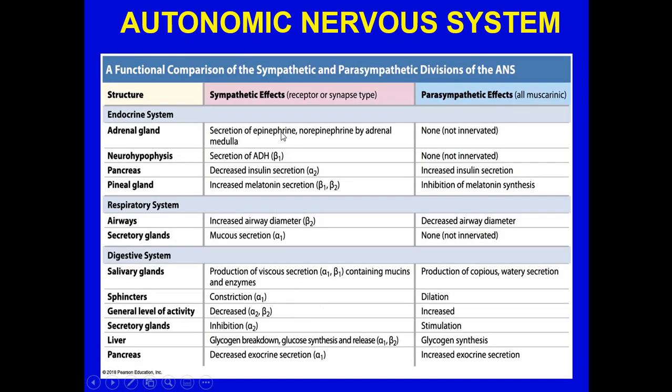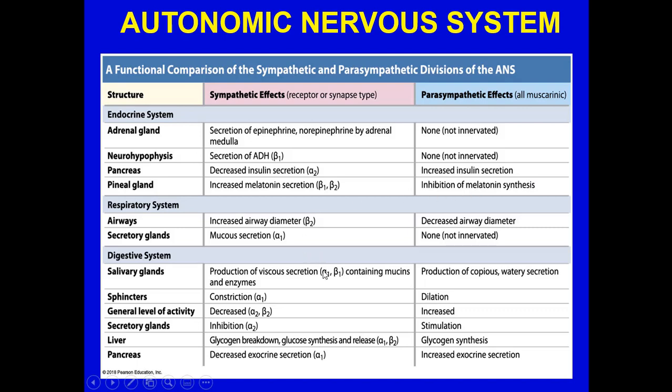Let's take a look over here. Adrenal gland, sympathetic effects, secretion of epinephrine, norepinephrine. Parasympathetic, nope. Neurohypophysis, nope. Secretion of ADH. Pancreas, decreased insulin secretion. That's for the sympathetic. For the parasympathetic, increased insulin secretion. Pineal gland, increased melatonin secretion. Parasympathetic, inhibition of melatonin synthesis.